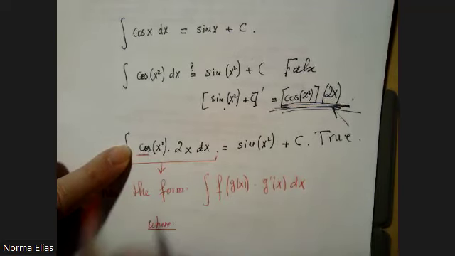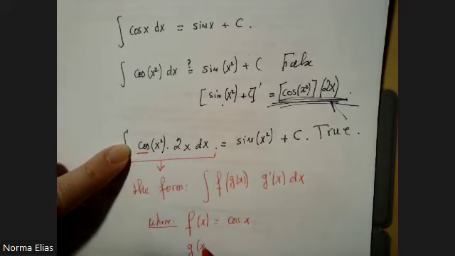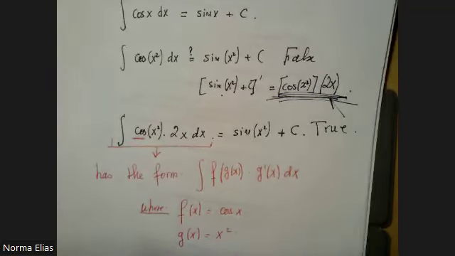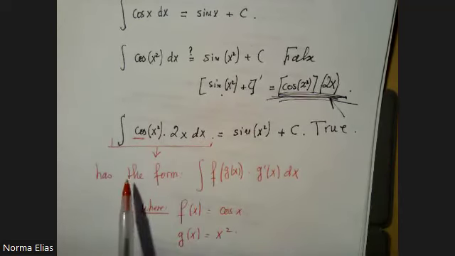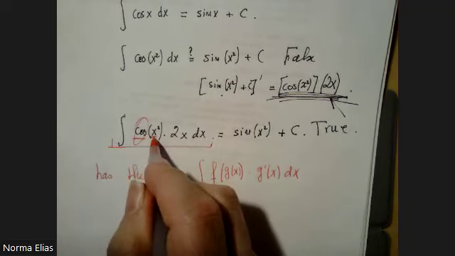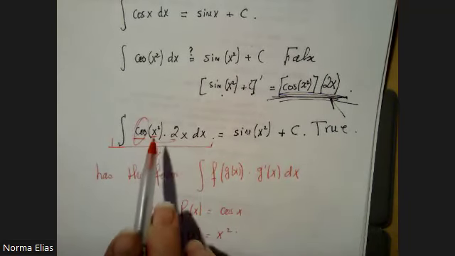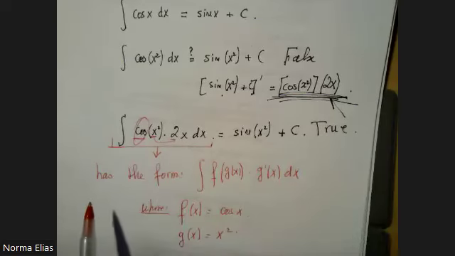F is the cosine, and g is the inside function, x squared. So this type of integral, cosine x squared times 2x dx, has f of g times g prime. That's the outside, and the inside function is the x squared. So it's an inside evaluated, outside evaluated at an inside times the derivative of the inside.